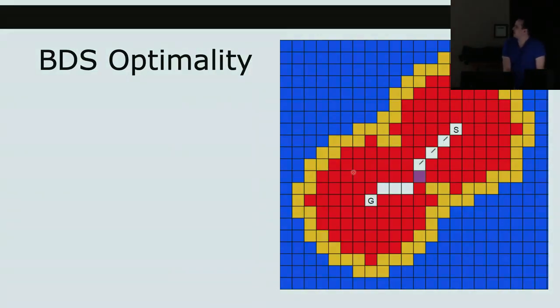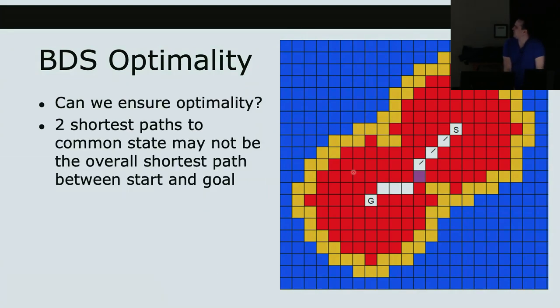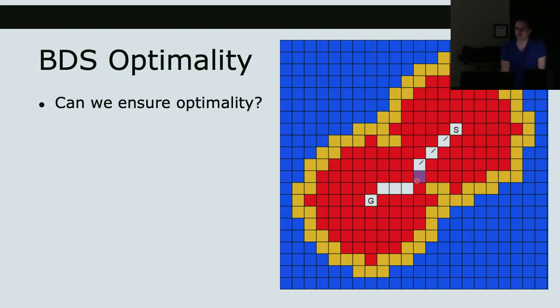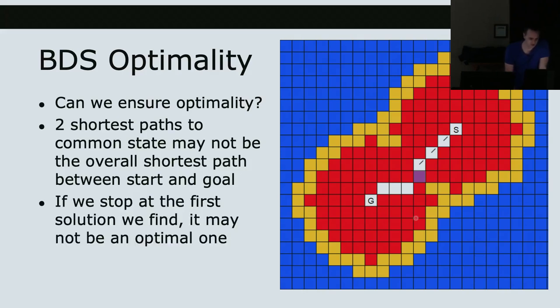What about optimality of bidirectional search? Can we ensure optimality? For example, if we stop the search completely when we find a node that's in the other closed list, it means yes, we do have two paths that meet. But look at this example. Here, from the start to this purple node, that is the shortest possible path from the start to this node. This is the shortest possible path from the goal to that node. But this is not the shortest possible path from the start to the goal, right? The shortest possible paths from two locations to a common location does not mean that that is the shortest total possible path. So if we stop at the first solution, it may not be an optimal one.